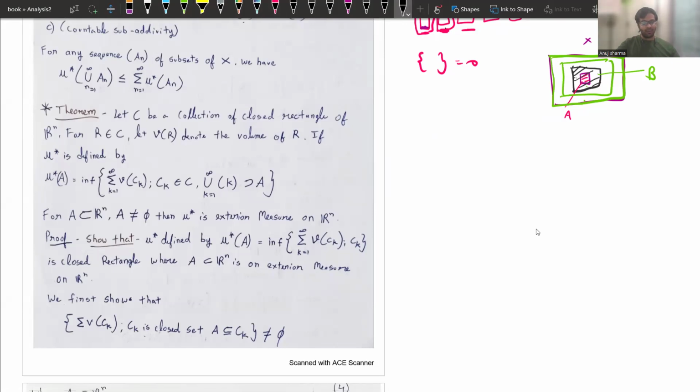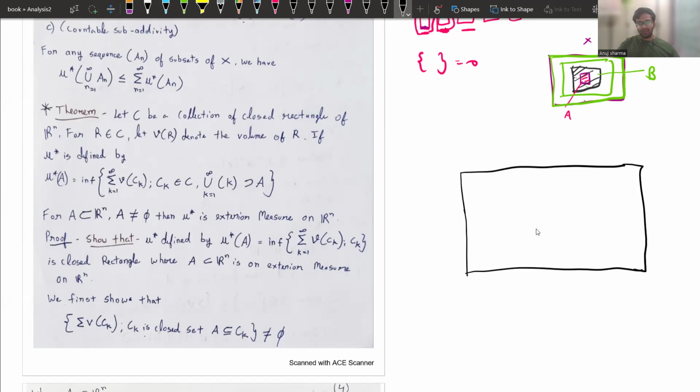Let C be the collection of closed rectangles of Rn, where R belongs to C, and V(R) denotes the volume of R. Mu star is defined by this. Let C be a collection of closed rectangles, meaning there are lots and lots of rectangles. Say a rectangle, and inside this it consists of many rectangles. And they are closed sets. Closed means it also contains the boundary points of each set.